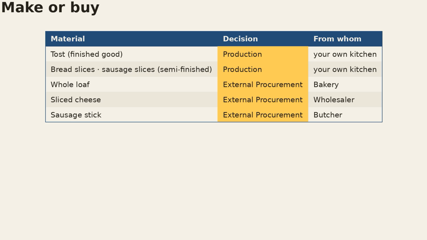Watch this column. The top 2 rows say production. The bottom 3 say external procurement. 2 worlds together inside one product. Now let us take the buy road first.